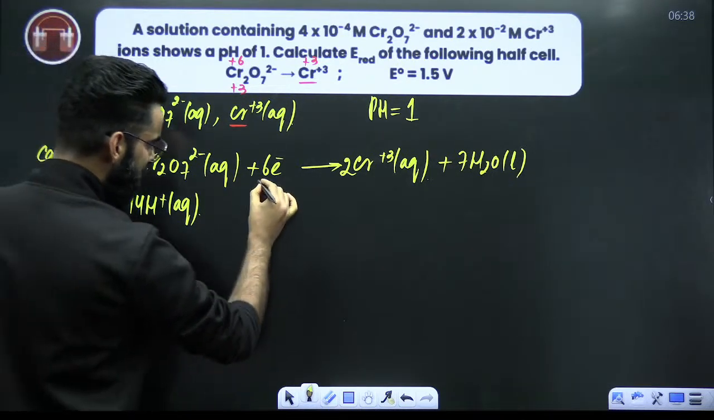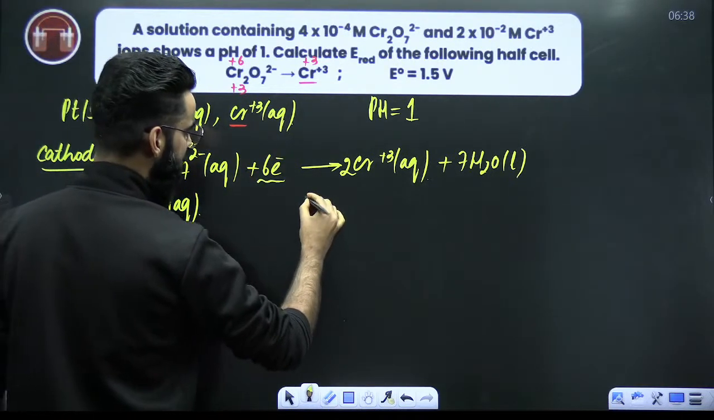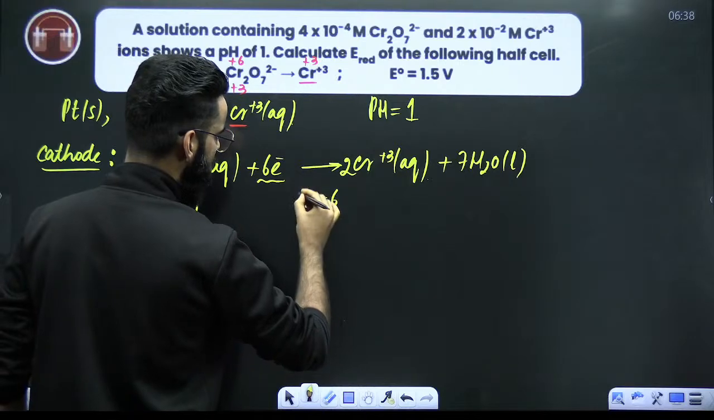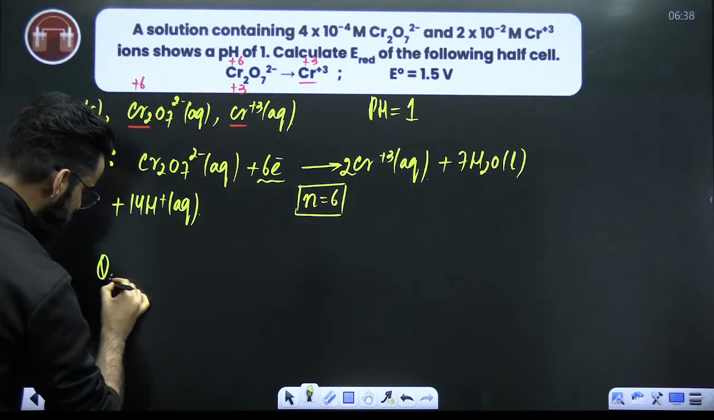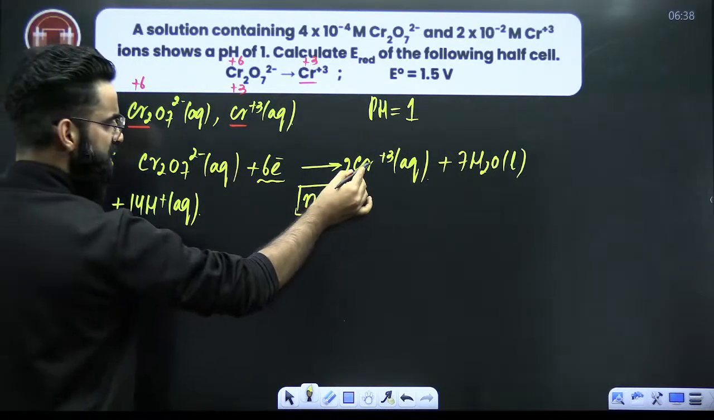The reaction is balanced. At the same time, if I ask you how many moles of electrons are exchanged, 6 moles of electrons are exchanged in the net cell reaction. Okay. Tell me the value of QC. Start with this particular thing.